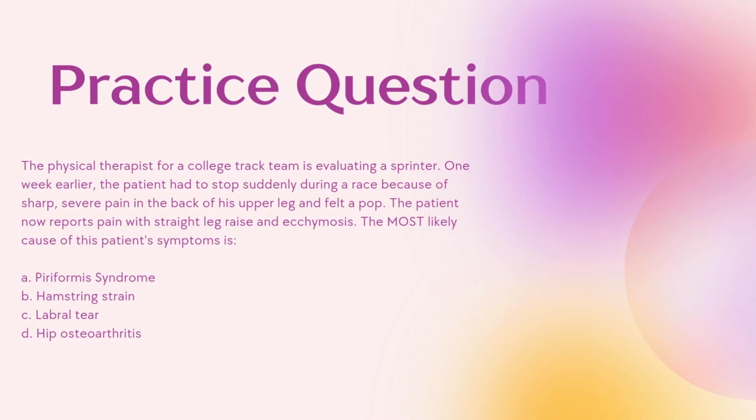Okay, first practice question. The physical therapist for a college track team is evaluating a sprinter. One week earlier, the patient had to stop suddenly during a race because of sharp, severe pain in the back of his upper leg and felt a pop. The patient now reports pain with straight leg raise and ecchymosis. The most likely cause of this patient's symptoms is A. Piriformis Syndrome, B. Hamstring Strain, C. Labral Tear, or D. Hip Osteoarthritis. I'll give you a moment to answer.